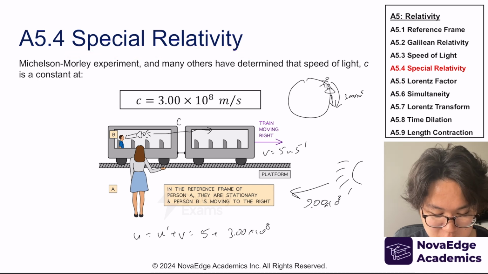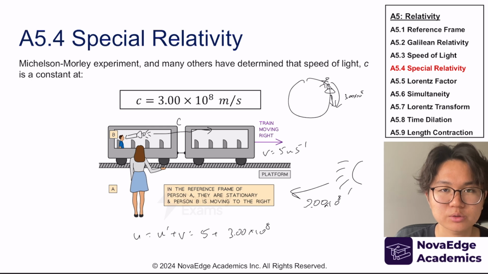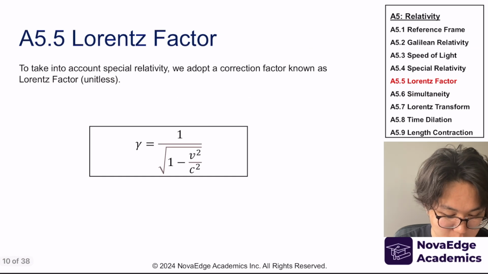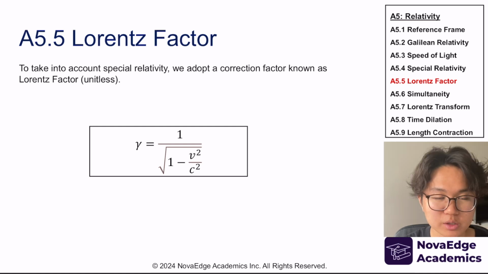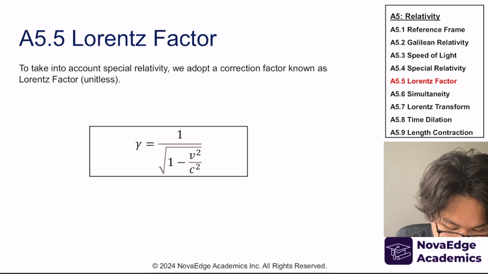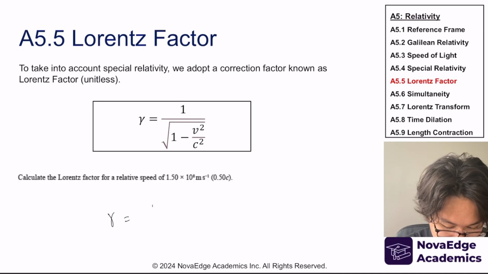So there has to be some sort of a correction factor in order to compensate for this. And that correction factor is called the Lorentz factor. The Lorentz factor is a unitless factor, and it's always greater than or equal to 1. And it's given as this expression. Pause the video and give this one a try.